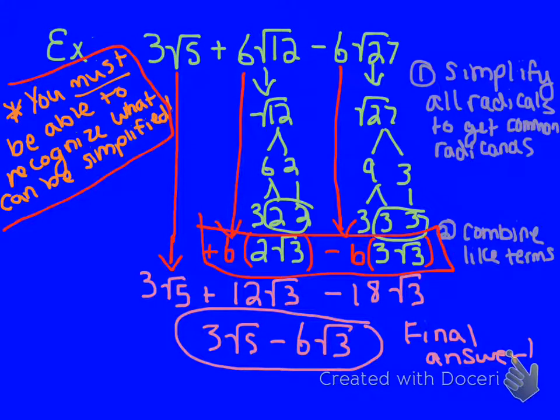I've got to multiply the term that was already on the outside that I brought down. So I now have 6 times 2 square root 3, and negative 6 times 3 square root 3. So I multiply those together. So now I have 3 square root 5 plus 12 square root 3 minus 18 square root 3. Okay, so this 5 still doesn't have anything to join with, so it comes down to the answer by itself. Combine my square root 3 like terms, and I have 12 minus 18, which is negative 6 square root 3. That is the final answer.